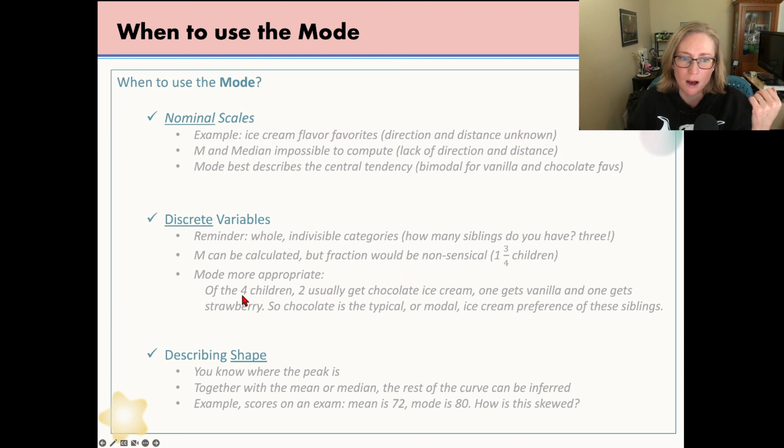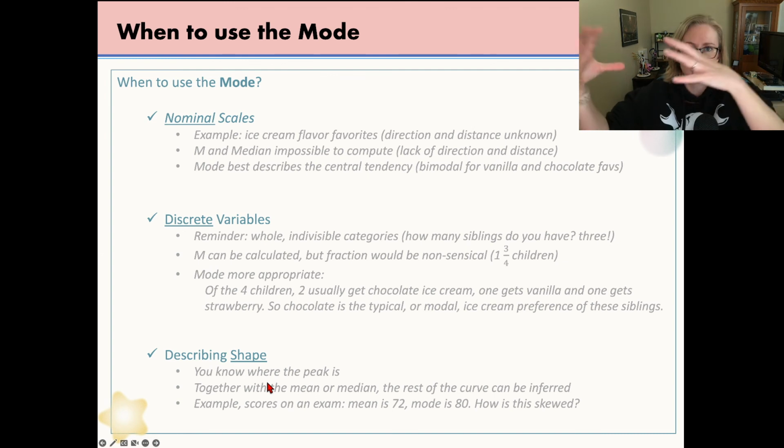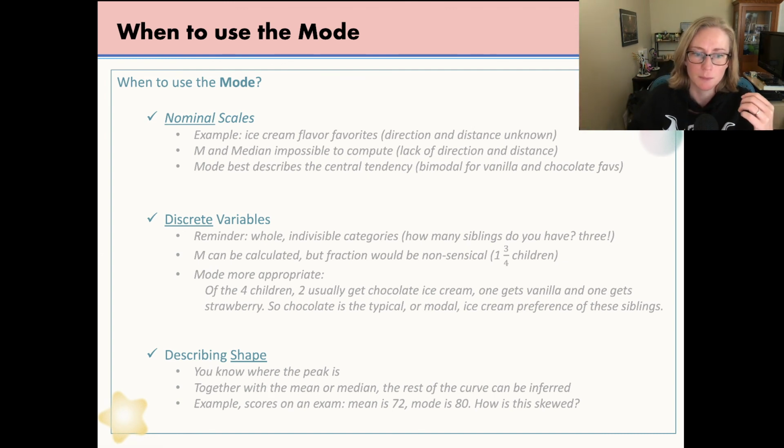So for example, of the 4 children, 2 usually get chocolate ice cream, 1 gets vanilla, and 1 gets strawberry. So chocolate is the typical or modal ice cream preference of these siblings, right? Because fractions just wouldn't make sense in this case. You could certainly calculate it, but it's all nonsensical. Also, describing the shape, because it's the maximum value, can be very informative. You know, kind of what is the majority doing in a particular example.